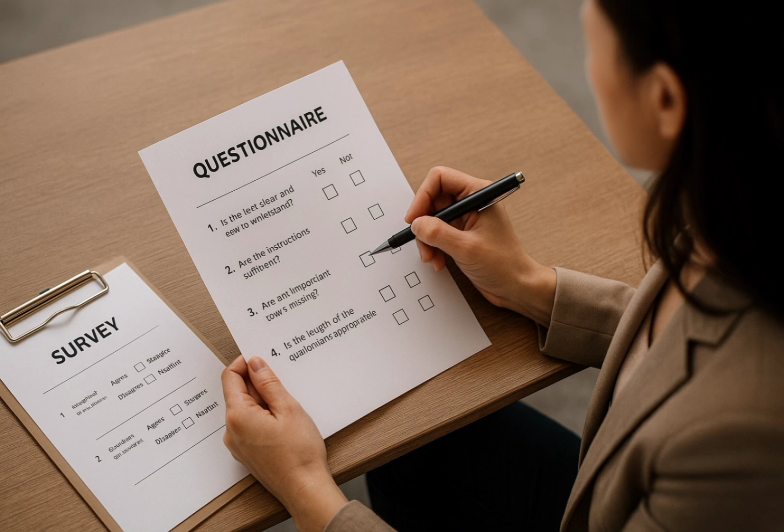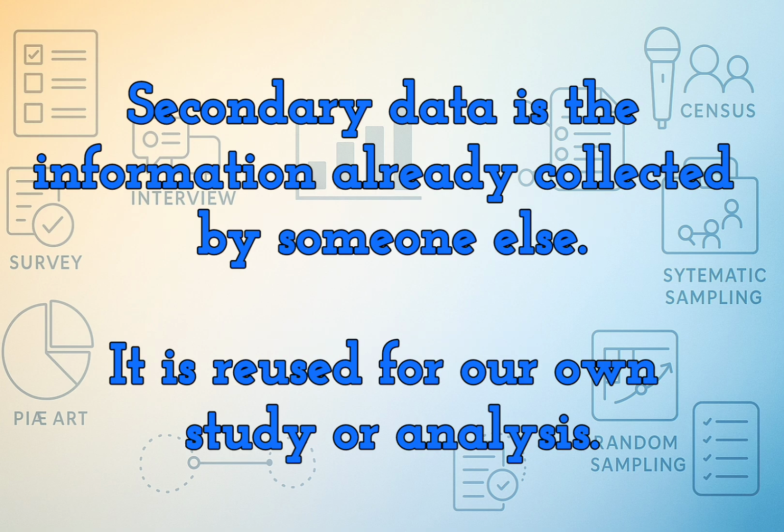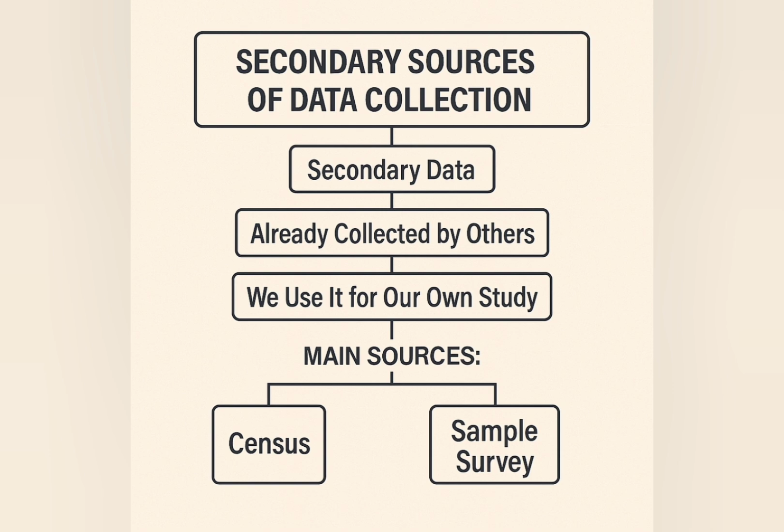Here's a simple and easy explanation of the secondary sources of data collection with examples. Secondary sources of data collection. These are already collected data by someone else, which we use for our own research or study. There are 2 sources of secondary data: census and sample survey. Let us study each method in detail.